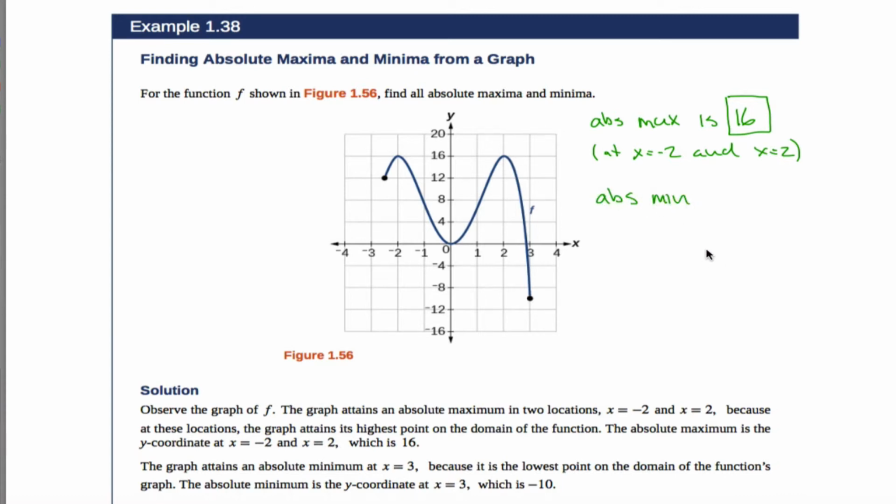Just asking you what's the lowest the graph ever gets. And you're like, oh, right here, 0, right? No, because over here is lower than here. This would be a relative min, you're right, but you're wrong because that's not what it asked. It asked for an absolute min.